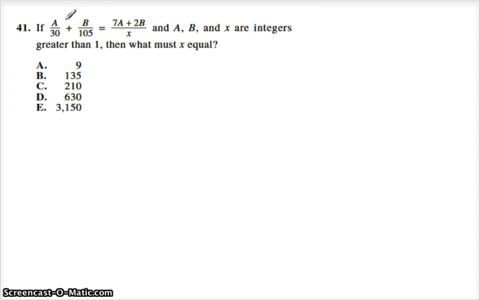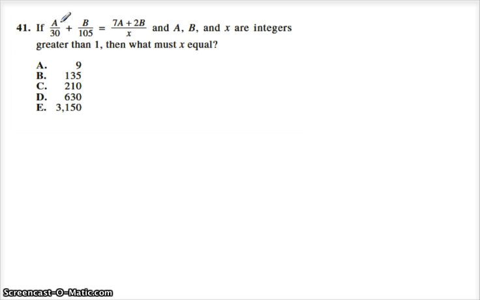So for number 41, we're told that we have a over 30 plus b over 105, which equals (7a plus 2b) over x. We also know that a, b, and x are integers and that they're greater than 1, and it's our job to figure out what x equals.